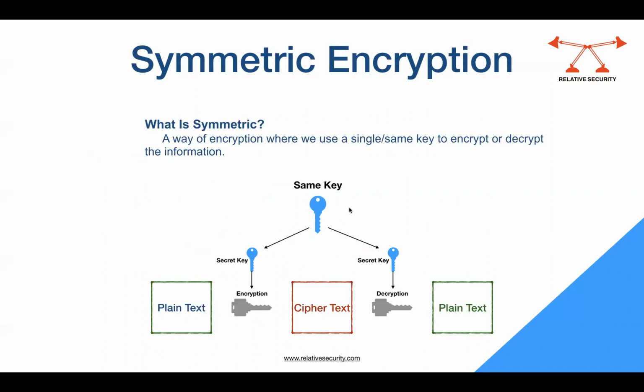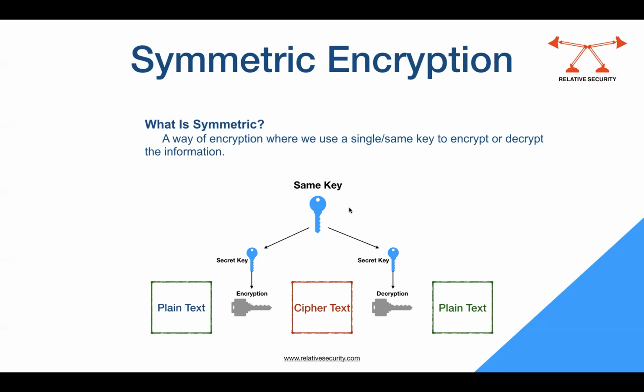Now, the first concept that we discussed was the types of account. One is a local user account, one is a domain user account. The second concept that we are going to discuss is about encryption. Now, there are two types of encryption. One is symmetric encryption, the other one is asymmetric encryption.